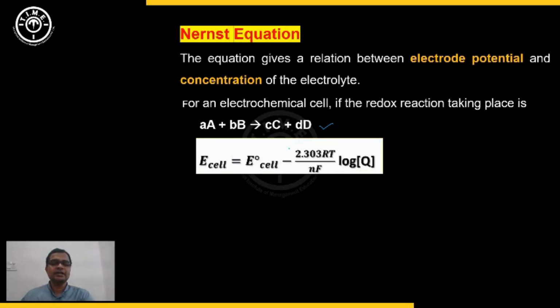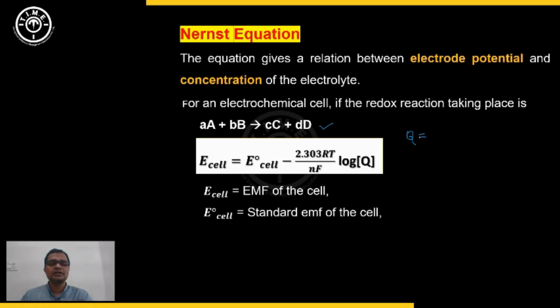The Nernst equation is E cell equal to E naught cell minus 2.303 RT upon nF multiplied with log Q. What is Q? Q is a reaction quotient. So you should know the terms in the Nernst equation. E cell is EMF of the cell. E naught cell is called standard EMF of the cell.